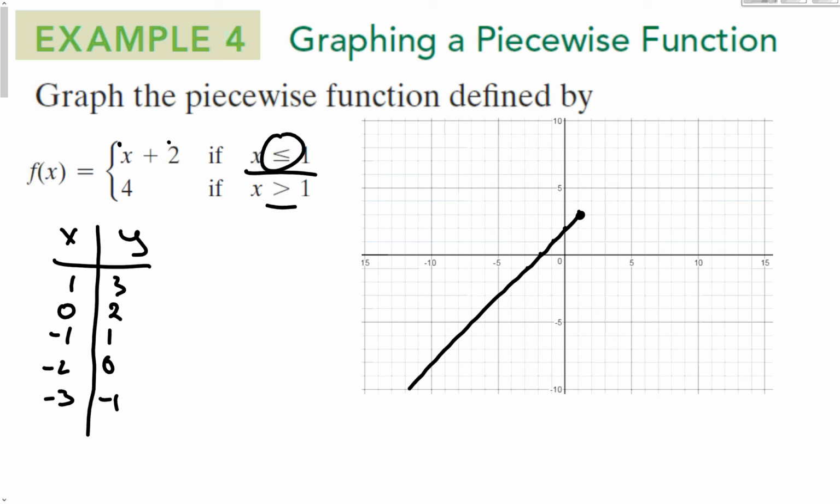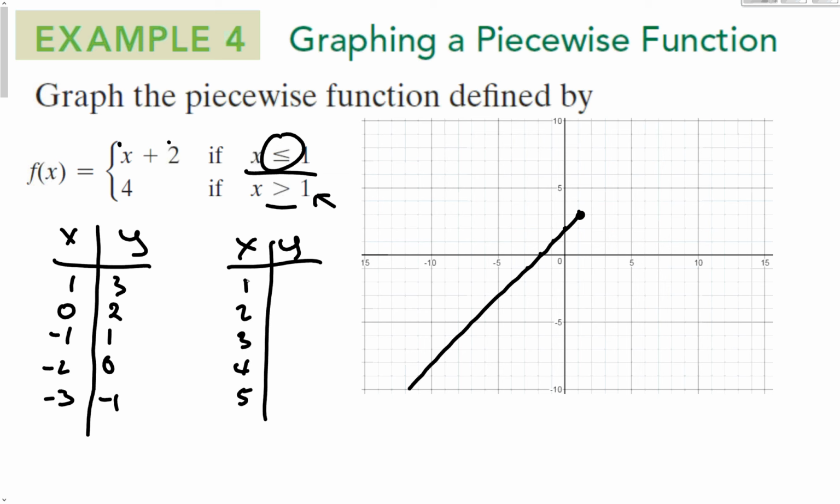Okay. Now, I want x to be greater than or equal to 1, but 1 is really important because it's my boundary point. It's where one function switches to the other. So I still want to know what's going to happen at that particular point. Okay, so I still want to plug in 1, 2, 3, 4, 5, and greater than.